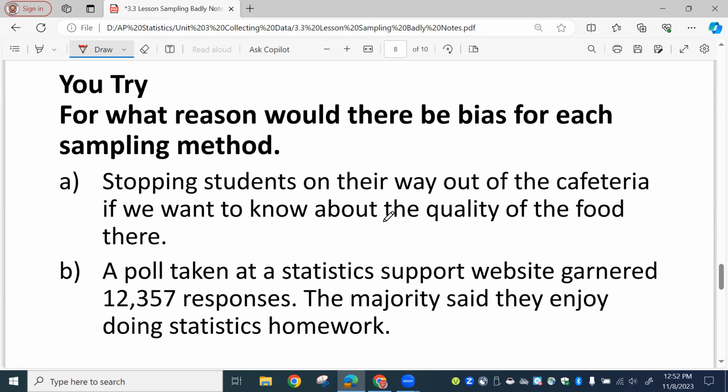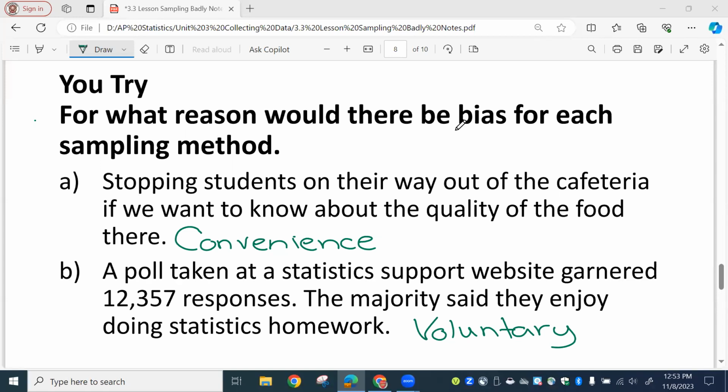So using those ways where we can create bias or get a bad sample, I want you to read these two scenarios and decide which of those might apply here, which of those might be creating some bias in our sampling method. And then I want you to press play and I will talk about the answers. So pause here, answer these two questions, and then press play for the answers.